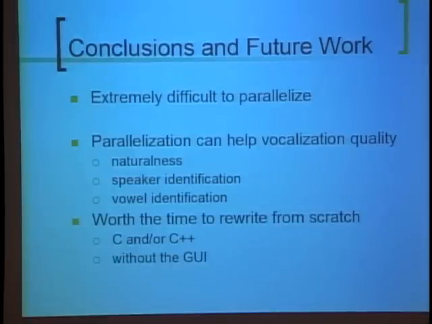And the parallelization can almost definitely help the vocal quality in terms of naturalness, getting, for example, as Joyce mentioned, a higher quality glottal source, speaker identification, vowel identification. For example, when you pronounce different vowels, sometimes the quality of the glottal source changes. And lastly, it would be worth the time to rewrite the whole thing from scratch, skipping NewStep, skipping Objective-C, and going with C++ or most likely C for the whole thing. Thank you. Any questions?